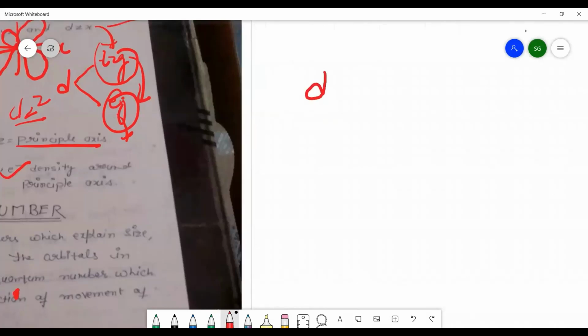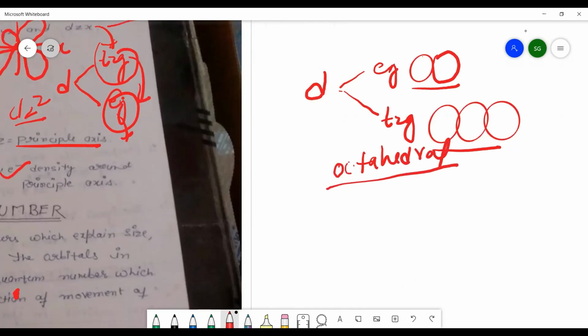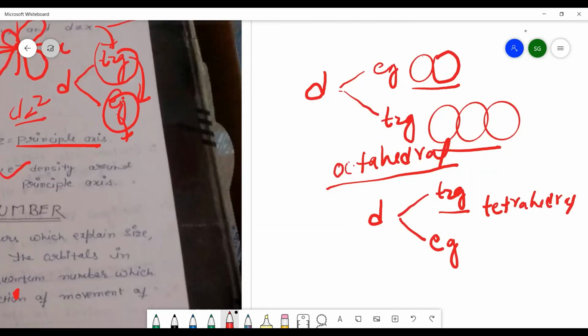When the d orbital goes into bonding, the d orbital will be split into two sets. One is the t2g set and the other is the eg set. In the eg set, there will be two orbitals. In the t2g set, there will be 3 orbitals. And t2g has the lower energy and eg has the higher energy in case of octahedral complexes, which we will study later on. And if the geometry is tetrahedral, then eg has the lower energy and t2g has the higher energy. So the splitting of the d orbital takes place whenever it undergoes the formation of complexes.